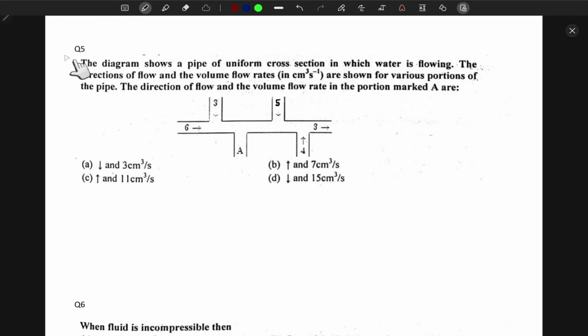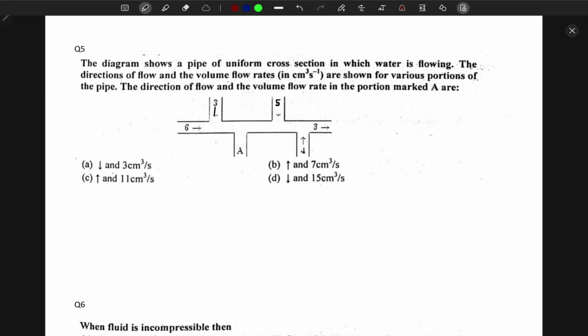Next we have question 5, and this is an important question, by the way. It reads that the diagram shows a pipe of uniform cross section. So this means that the area of this circular pipe is constant everywhere, in which water is flowing. So the substance that goes inside and is going outside is water. The directions of flow and the volume flow rates are shown for various positions of the pipe. So here the water flows in this direction, in here it's flowing in this direction.